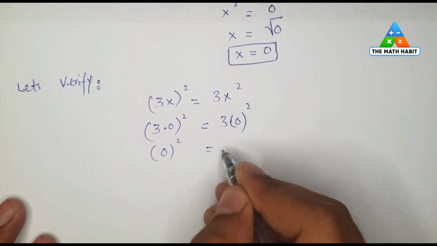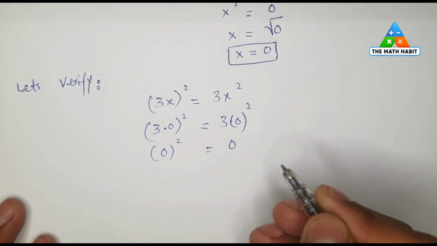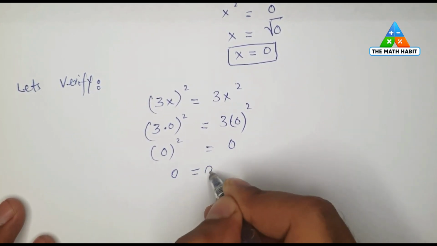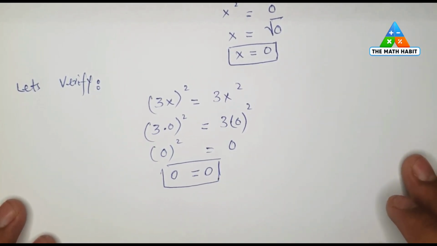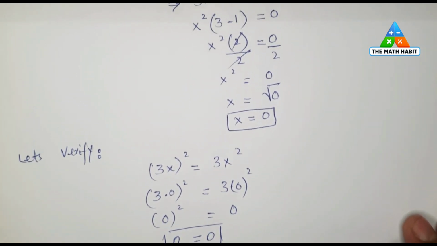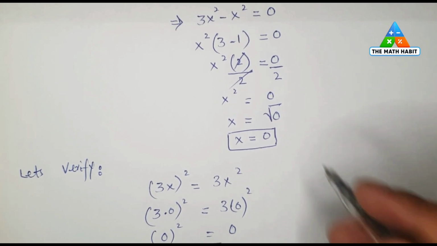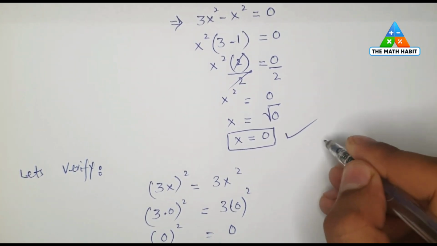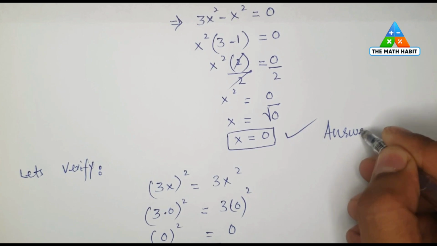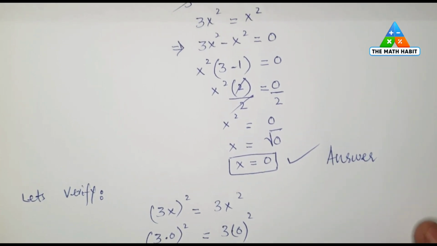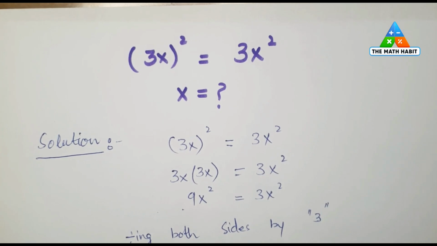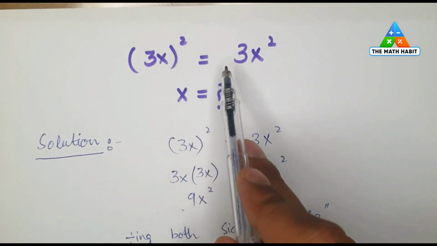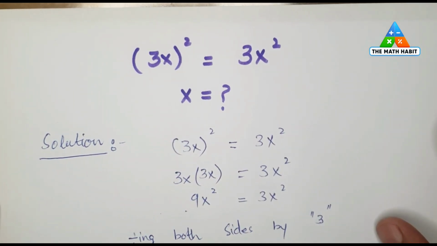0 whole square is equal to 0. 0 is equal to 0 again here. So it is proved that the left-hand side is equal to the right-hand side, and the found answer is the final one because it is satisfying the given problem, which was (3x)² = 3x².